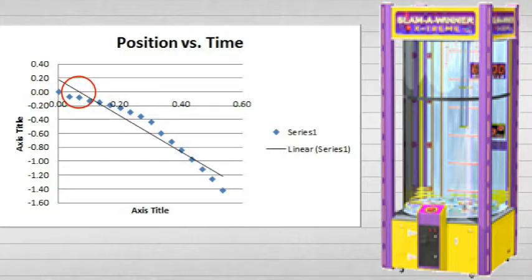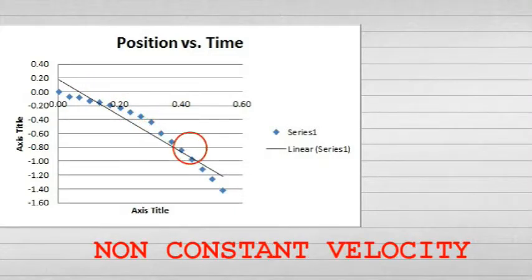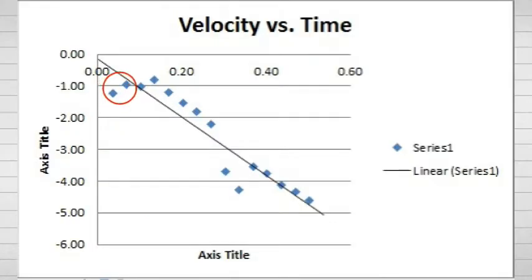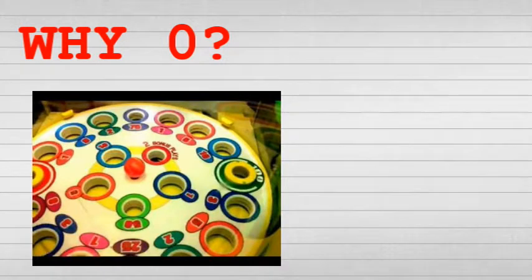For the slam-a-winner machine, in the position versus time graph, it can be observed that the line created was like a curved line, which signifies that the ball was not moving in a constant velocity. In the velocity versus time graph, it can be observed that the velocity was gradually going down up to negative 5 meters per second, and then it suddenly went back to zero. Why did it go back to zero? This signifies that the ball already reached the surface of the drop ball machine. At approximately 0.53 seconds, the ball already touched the surface.